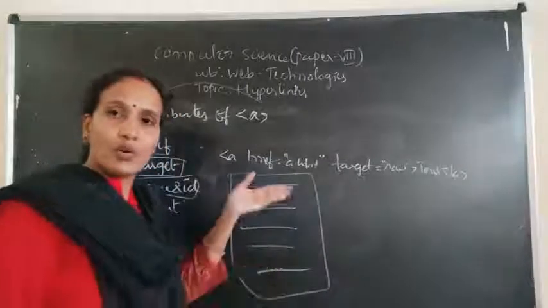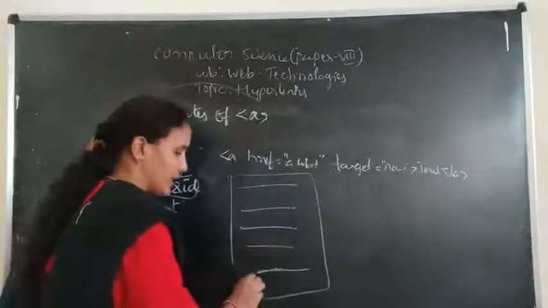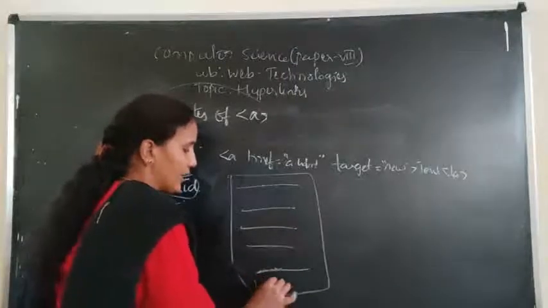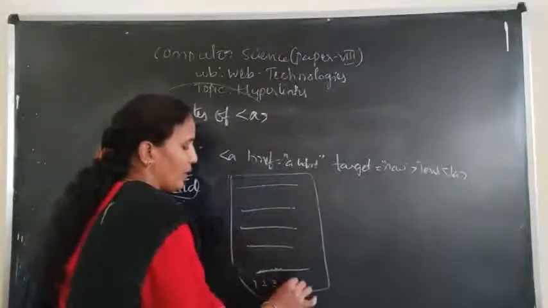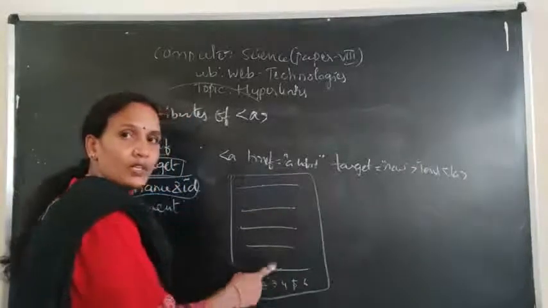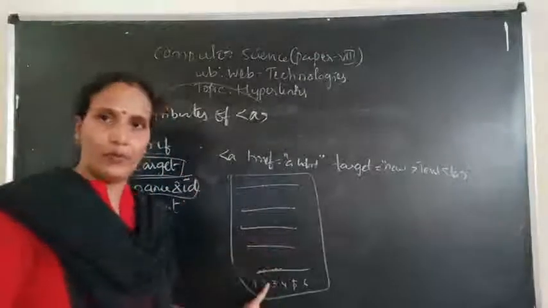So instead of scrolling the complete web page, what we do is, at the end we will give links like first, second, third, fourth, fifth, sixth. When the user clicks on the third, the user will move from the current paragraph to the third paragraph.